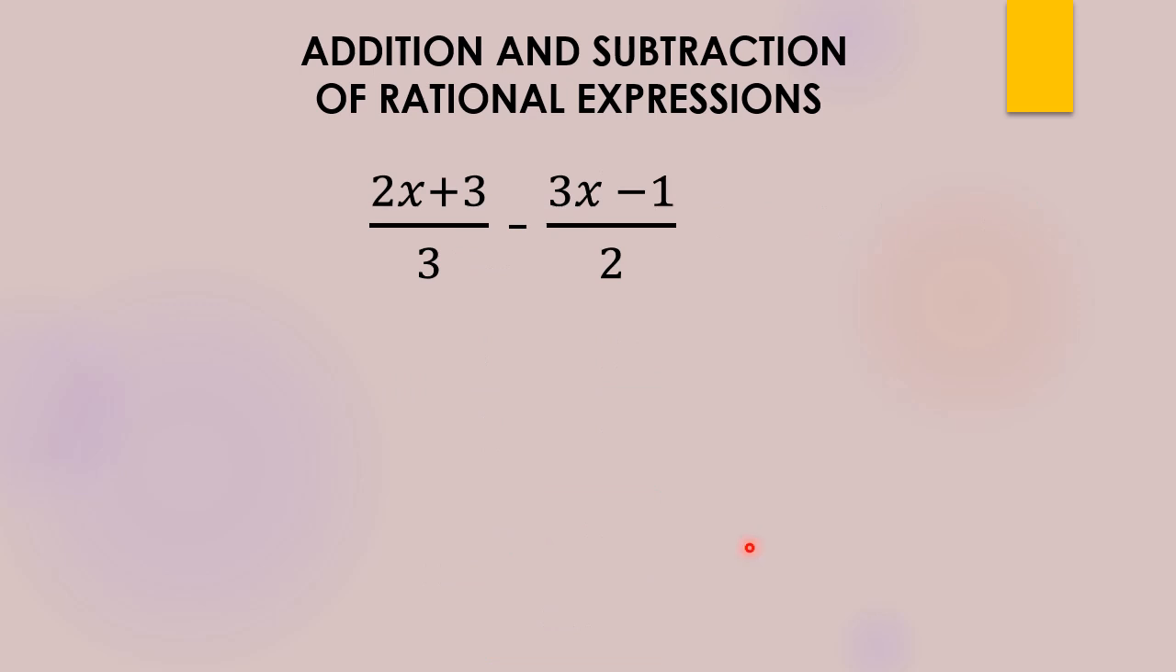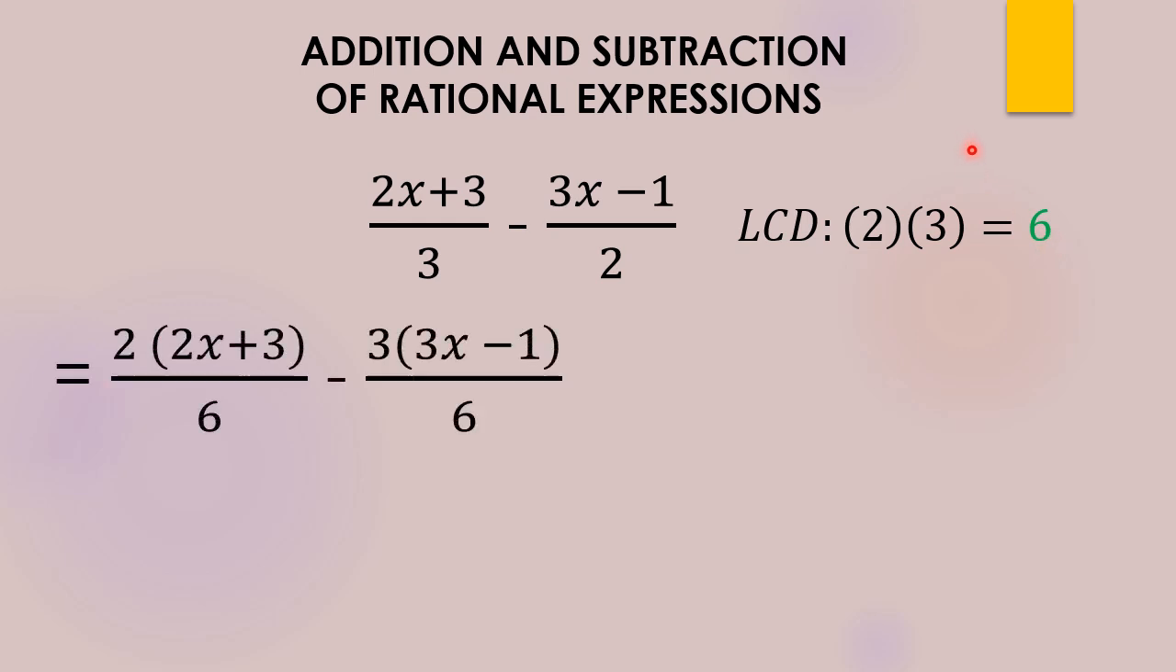Next, subtract 2x plus 3 over 3 and 3x minus 1 over 2. Again, these two rational expressions have different denominators, so we need to find the LCD. The LCD, we just simply multiply the two denominators, 3 and 2. So 2 times 3 is 6. So that is the LCD.